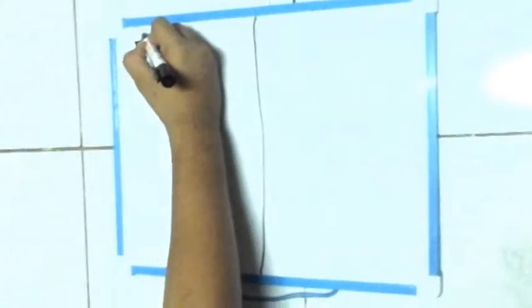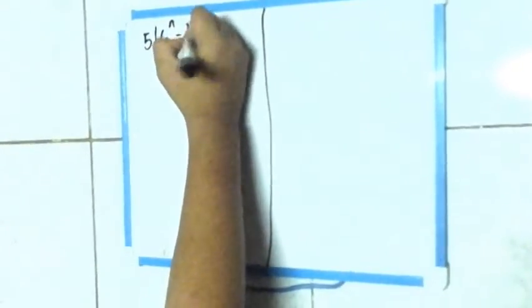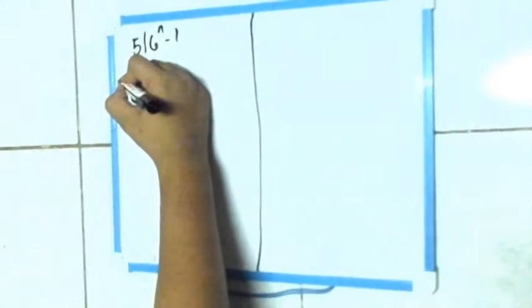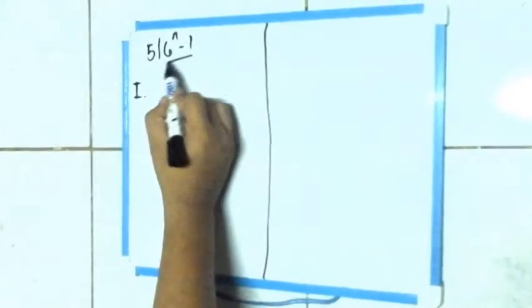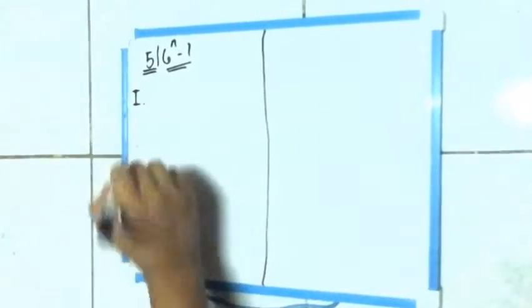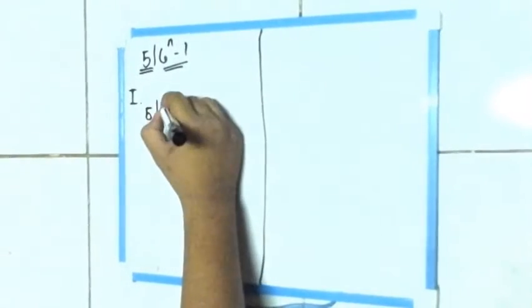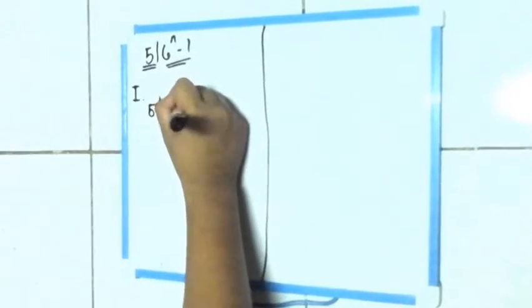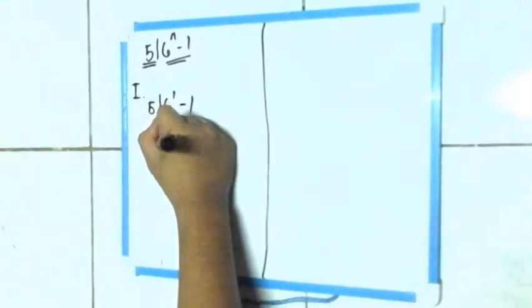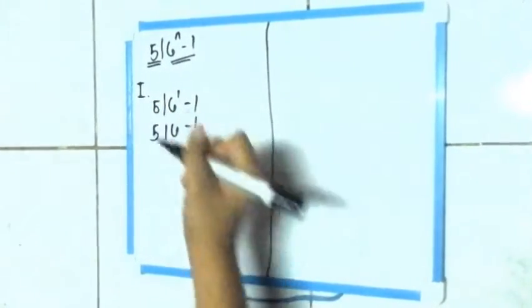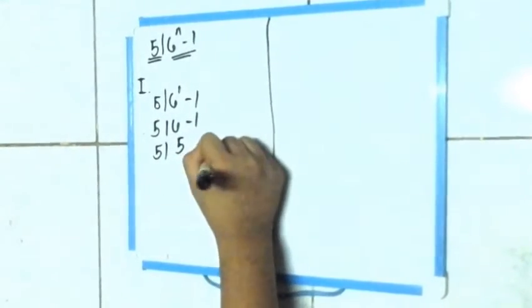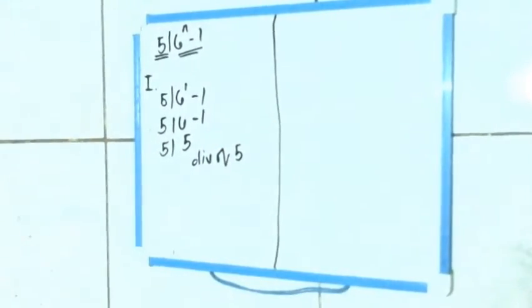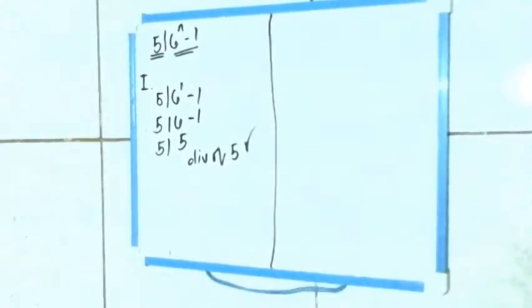Our first example is: 5 is divisible by 6 raised to n minus 1. Our first step is verification. In verification, you need to check that this one is divisible by this one. So the first step is 5 divisible to 6 raised to 1 minus 1. Then 6 minus 1 is 5, so it is divisible by 5. If you get this, your answer is correct.